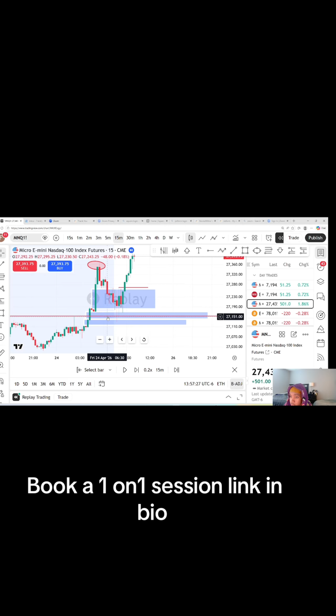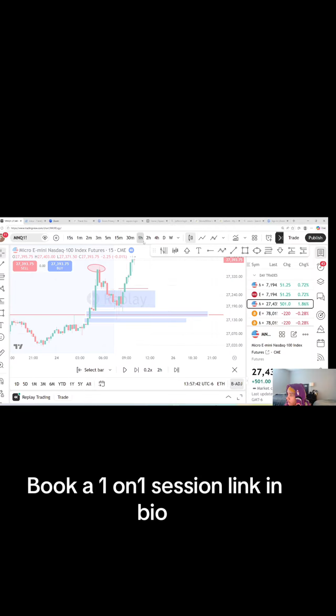But look at these. None of these gaps got disrespected. None of these gaps got inverted. Understand? Each time we wicked into it, but we never closed outside of it and made it an inverted fair value gap.